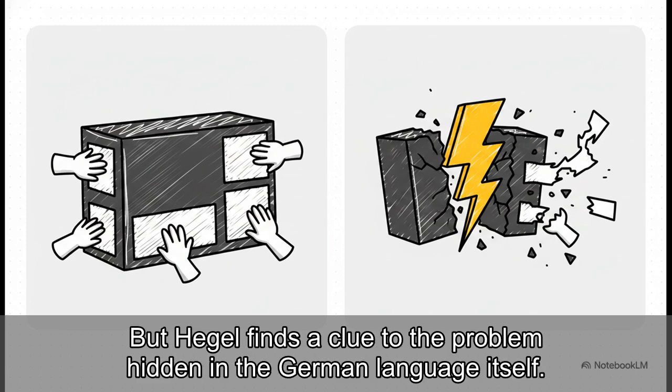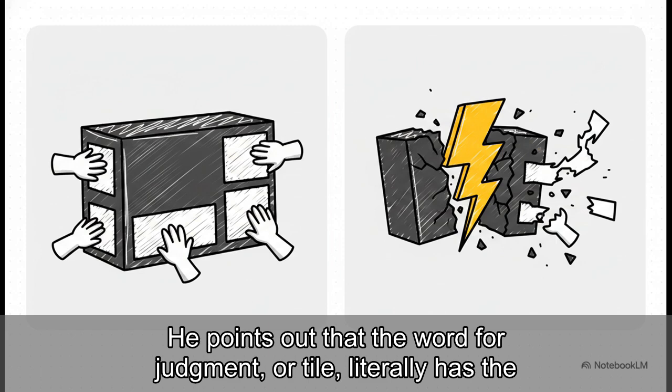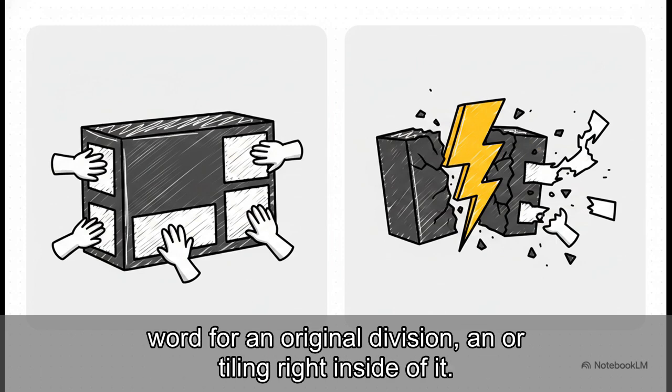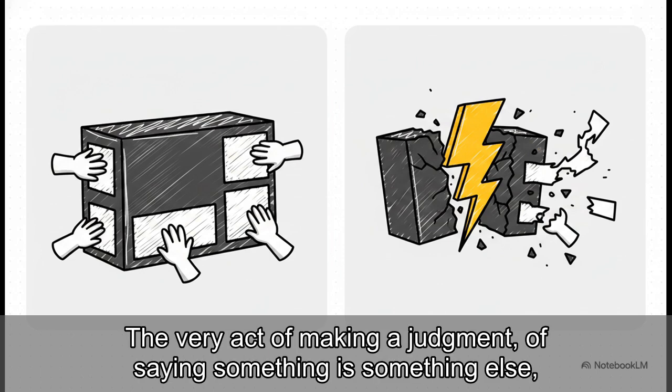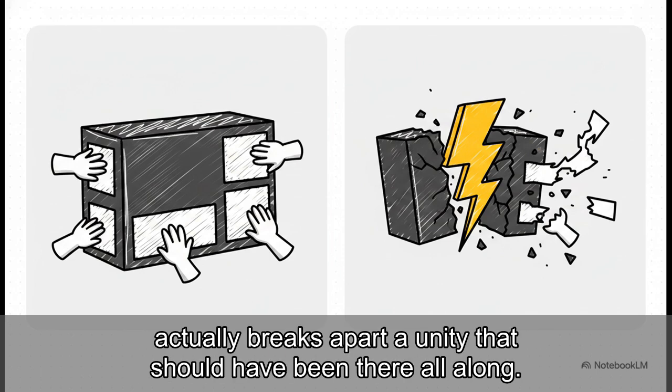But Hegel finds a clue to the problem hidden in the German language itself. He points out that the word for judgment, Urteil, literally has the word for an original division, an urteiling, right inside of it. The very act of making a judgment, of saying something is something else, actually breaks apart a unity that should have been there all along.